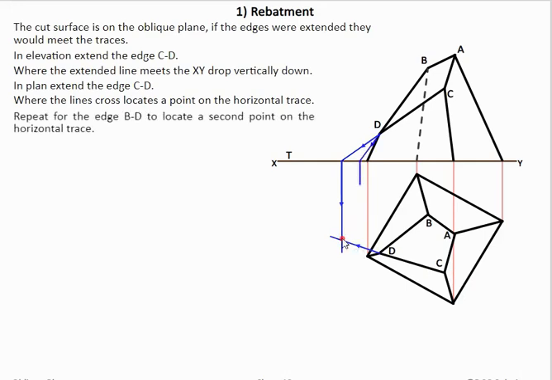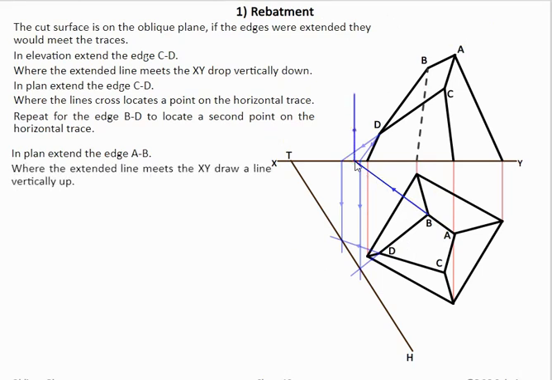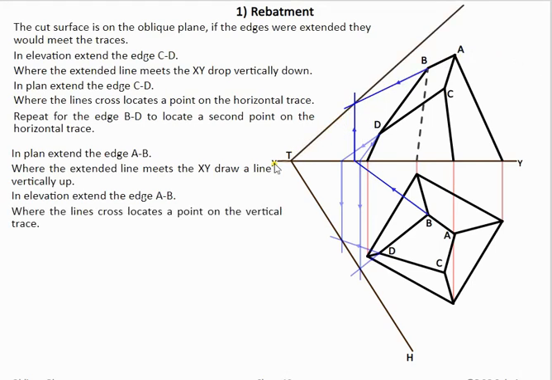Now we have to do the same with another edge. So we take the edge BD this time, extend it now in plan, and this gives us our 2 points on our horizontal trace. Then what we'll do is we'll establish another point on our vertical trace now. So what we've done here is extended on the edge BD until it hit the XY line, bring that straight up, and then extend on the edge AB in elevation. That gives us our vertical trace. So now what we've done is we've constructed our traces.